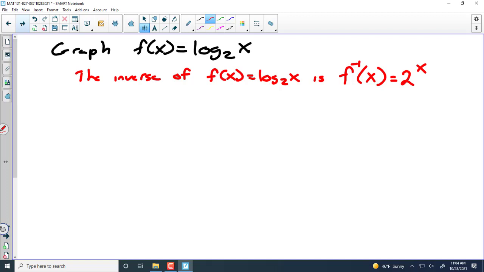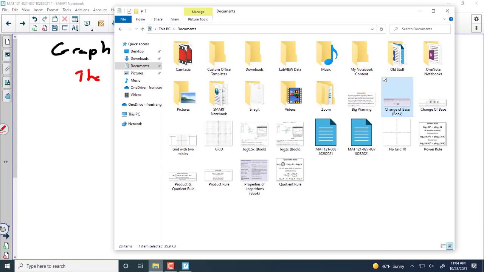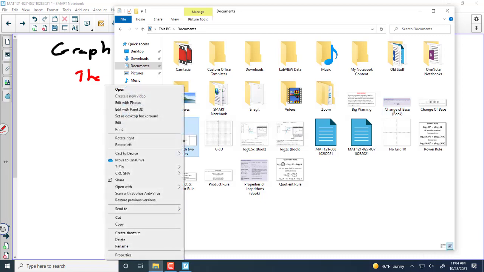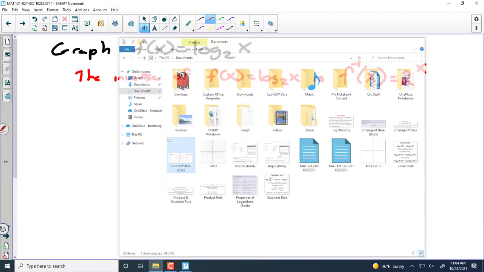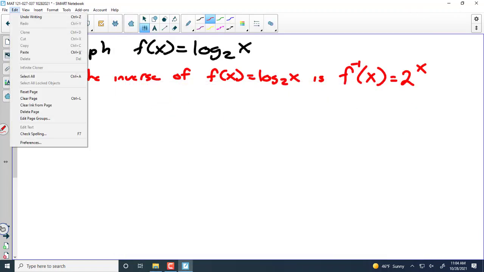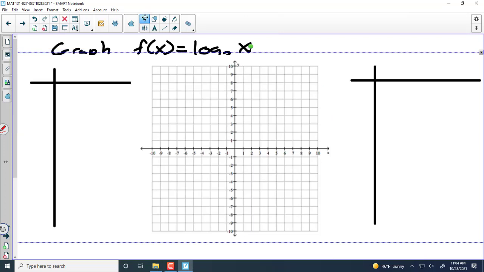So here's what I remember, everyone. I remember they're inverses of each other, and I made this for myself.